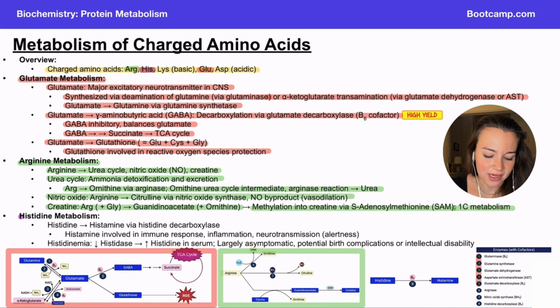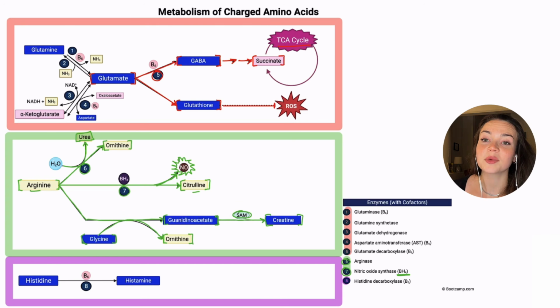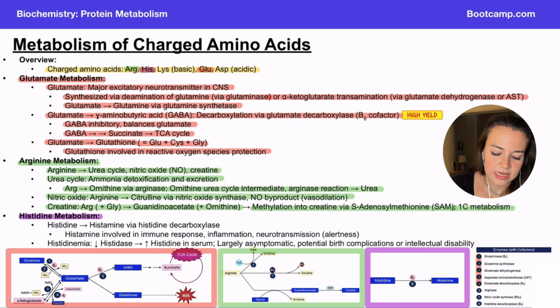All right, so enough about arginine. Let's finish off by talking about histidine. Honestly, probably didn't even need to make a diagram for this. Big thing to know about histidine is it can turn into histamine via enzyme 8 here, histidine decarboxylase, which has a vitamin B6 cofactor. So histidine into histamine via histidine decarboxylase, that has a B6 cofactor.